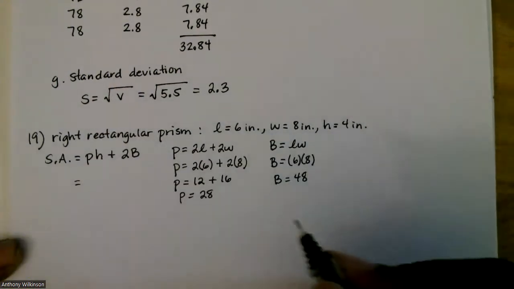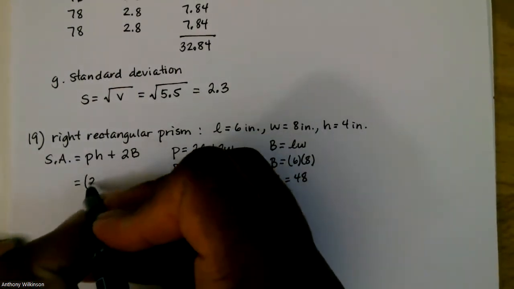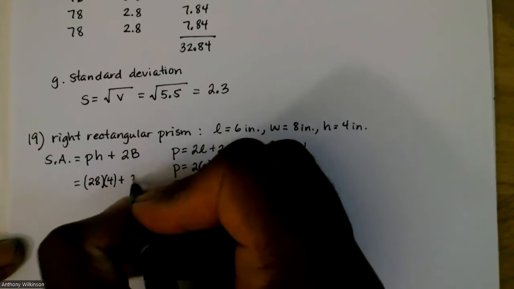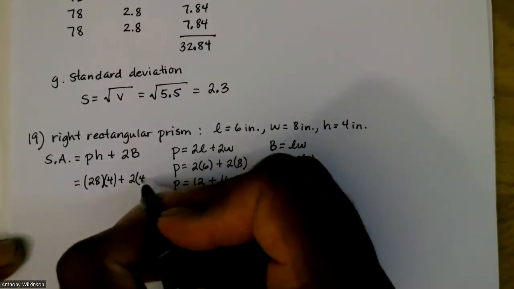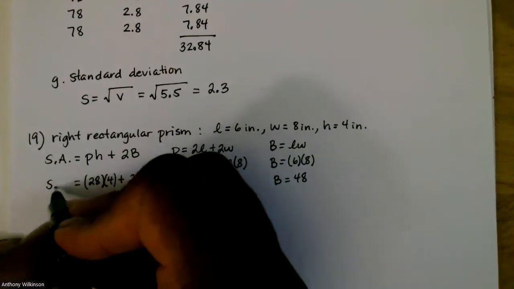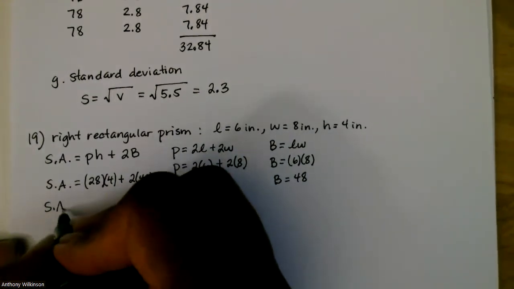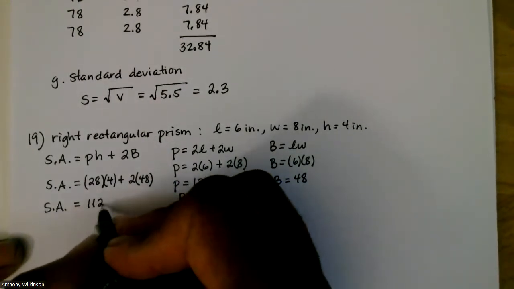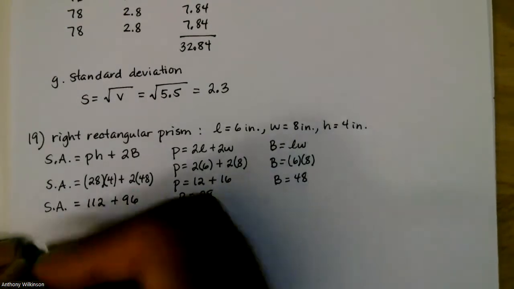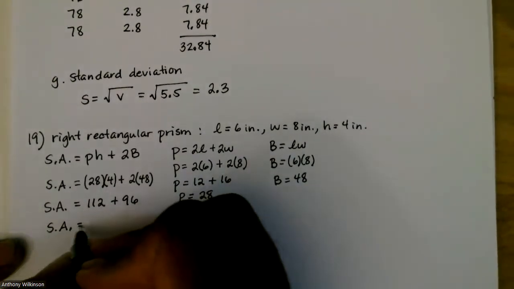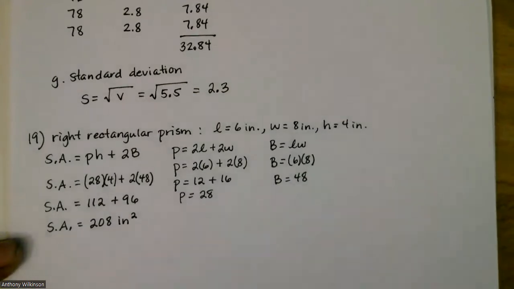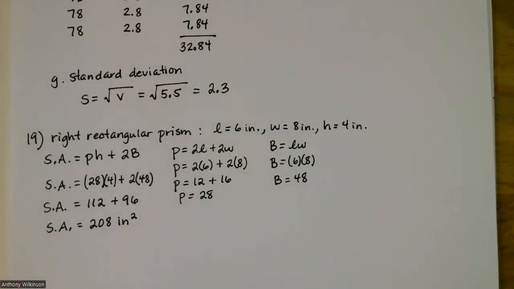All right, so the perimeter was 28 times the height, which is 4, plus 2 times the base. That base was 48. So here's the surface area. 28 times 4 would be 112. 2 times 48 is 96. And 96 plus 112 will be 208 square inches. Okay. So the surface area is 208 square inches.